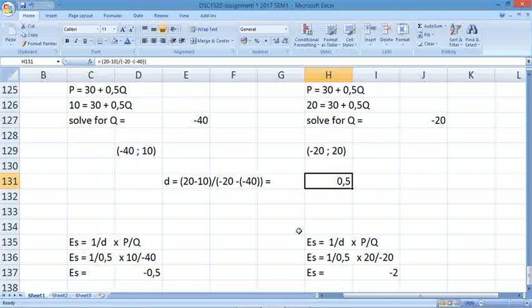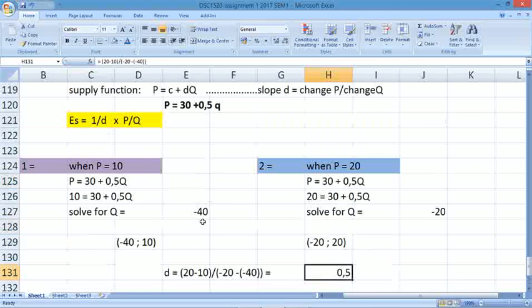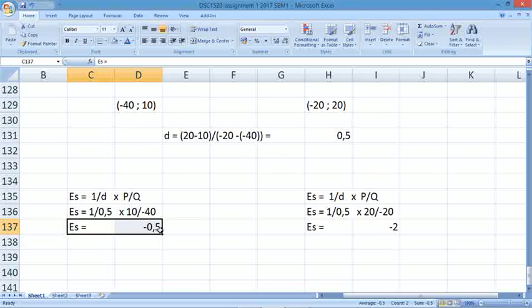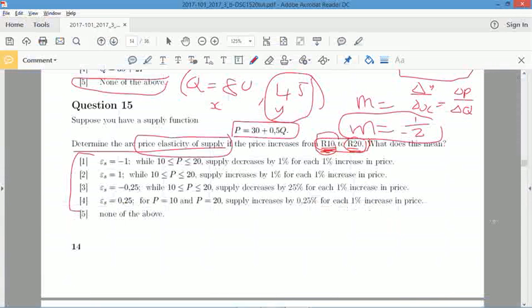Then I take 0.5, which is now the value of D, and substitute it into the equation that I had at the beginning: ES equals 1 over D times P over Q. I get these answers: ES as minus 0.5, and ES of minus 2. If I look at their workings, I don't have those answers. So I think there is a problem with the way this question is worded, because they should maybe be looking at price elasticity of demand.